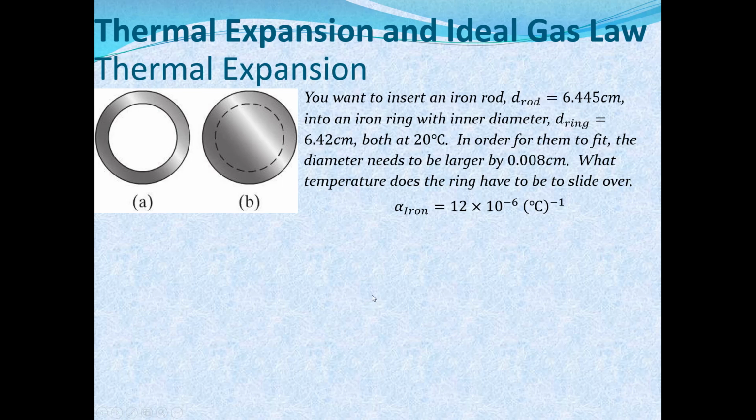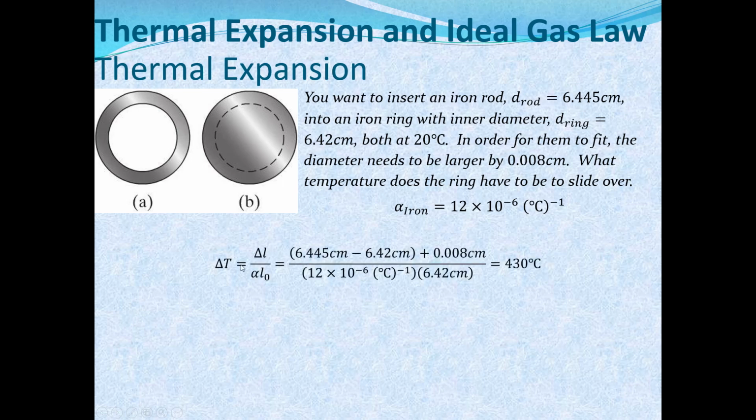All right. So we're going to use our same equation. We're going to figure out how much the temperature is going to change by. So first I need to figure out how much this needs to expand by. It needs to go from 6.42 centimeters to 6.445 centimeters. And then it's got to add an additional 0.008 centimeters. So I'm going to take the difference of the two diameters and then add how much it has to be bigger by. And I plug the rest of the numbers in, I get that the difference in the temperature needs to be 430 degrees Celsius.